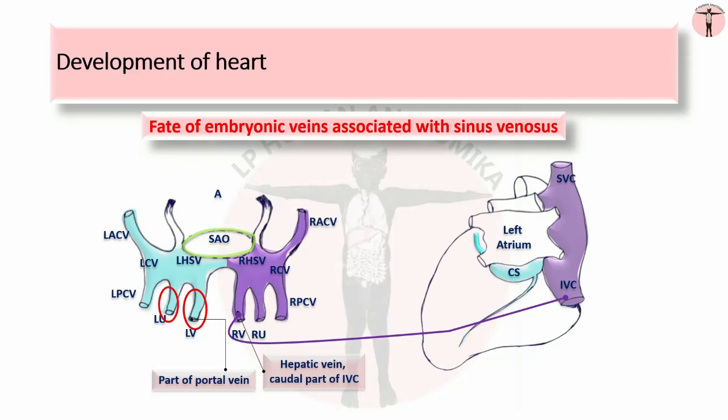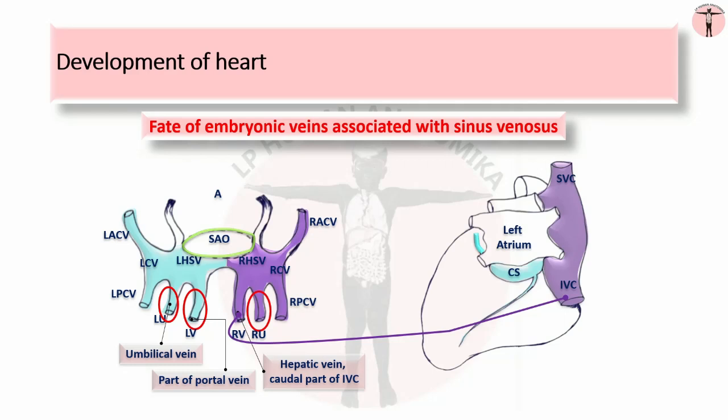The cranial part of the left umbilical vein between the liver and the sinus venosus degenerates. The persistent caudal part of the left umbilical vein becomes the umbilical vein connecting the fetus and the placenta, carrying well-oxygenated blood from the placenta to the fetus. The right umbilical vein completely degenerates.